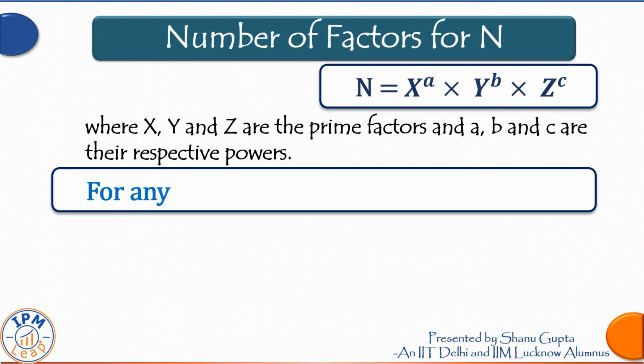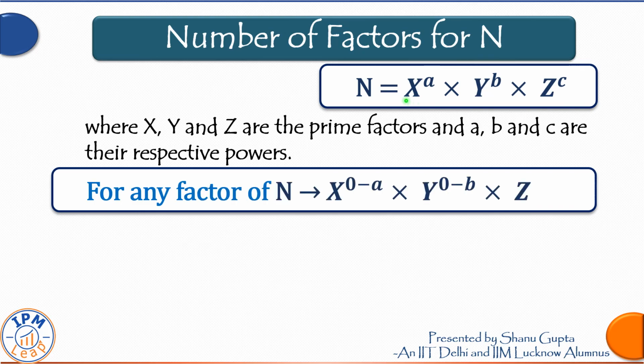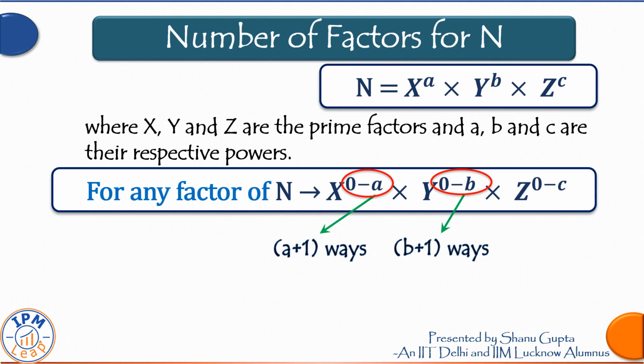Generalizing this concept, let us suppose the given number n can be prime factorized as x raised to the power of a into y raised to the power of b into z raised to the power of c, where x, y and z are the prime factors of n and a, b and c are their respective powers. So for any factor of n, the power of x can be chosen from 0 to a, which means a plus 1 ways. The power of y can be chosen from 0 to b, which means b plus 1 ways. And the power of z can be chosen from 0 to c, which means c plus 1 ways.